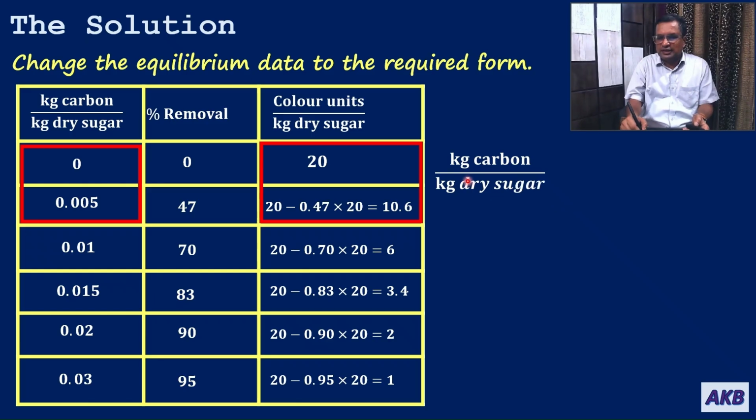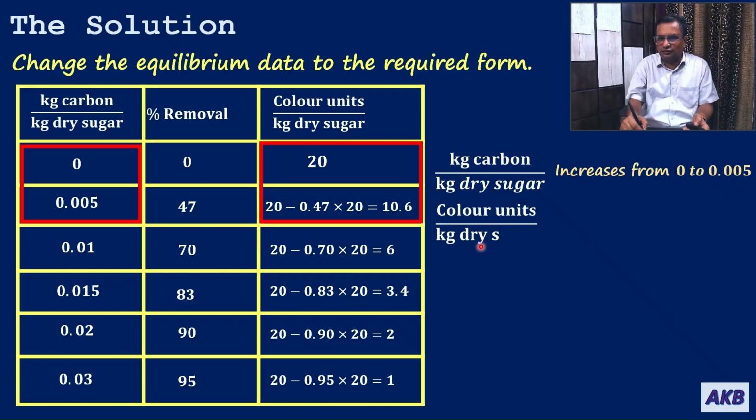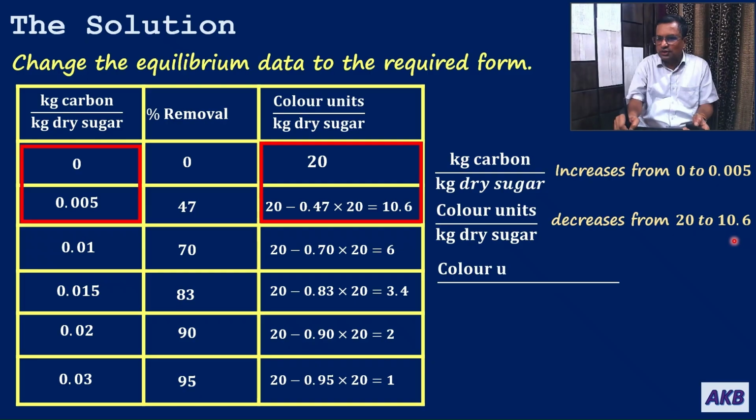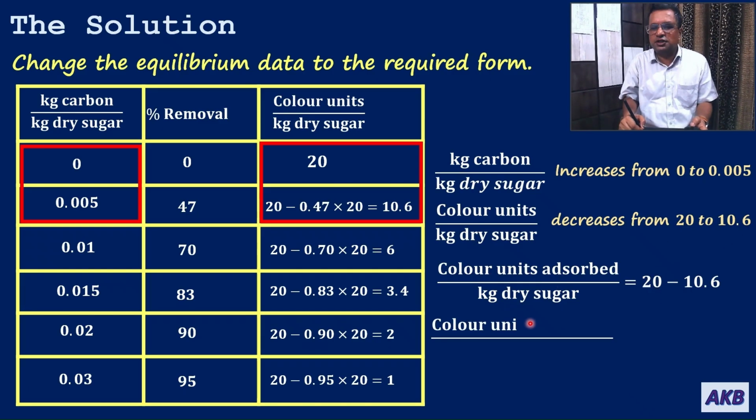So that means if you increase kg carbon per kg dry sugar from 0 to 0.05, the color units per kg dry sugar decreases from 20 to 10.6. So the color units adsorbed per kg dry sugar you can get by subtracting 10.6 from 20. The difference between the two values will give you color units adsorbed per kg dry sugar, and the difference is 9.4.